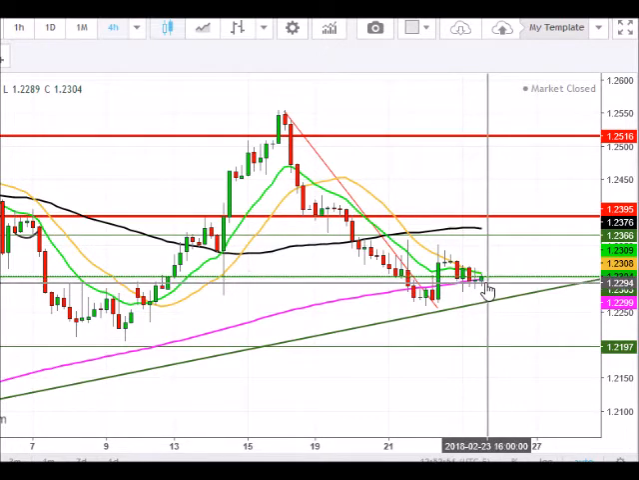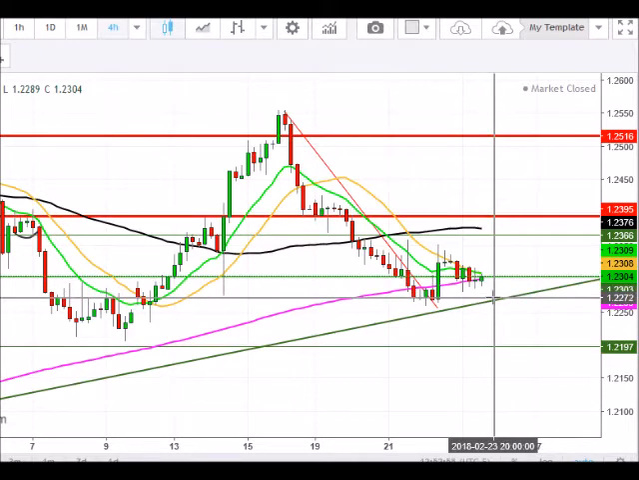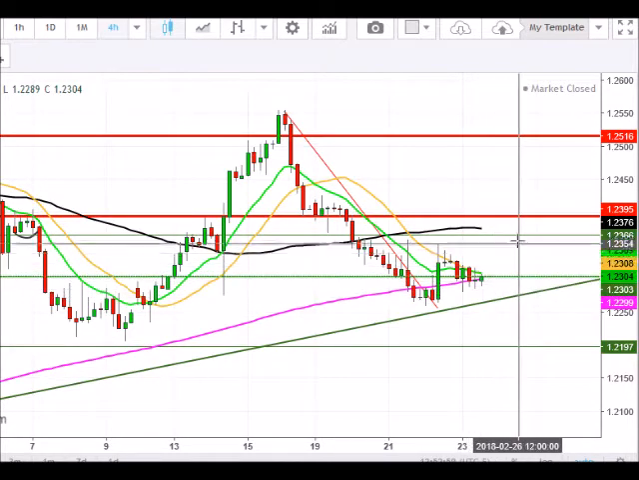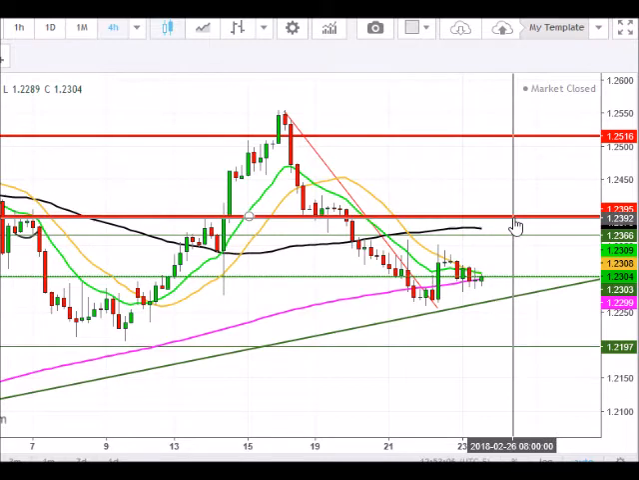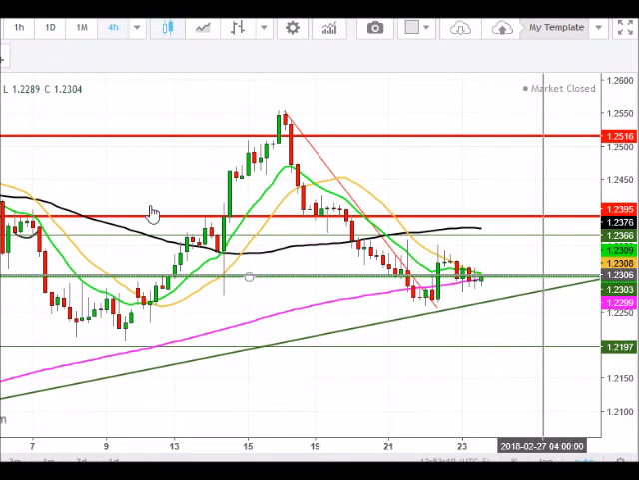Now, in the event that we test this trend line once again around 122.72 and bounce, then we'll be looking for an upside target around the 123.70 area, potentially extending to 123.90, 92-ish, and then pushing back down yet again.